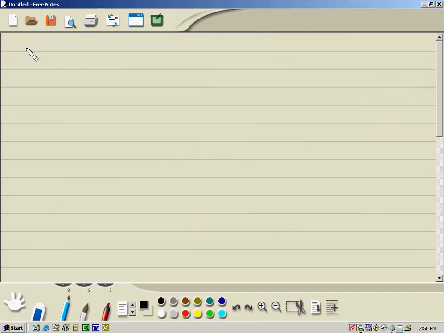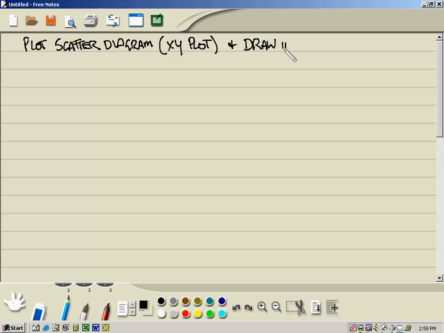Let's now do another part to this problem, that is to plot what's called the scatter diagram, as Excel and other spreadsheets will call it, the XY plot. This is not the typical type of diagram. And after that, on top of that, we're going to draw in the regression, or regression line, if you like.